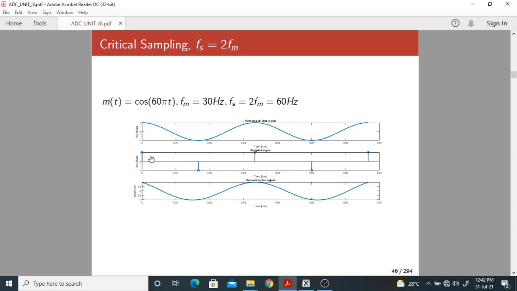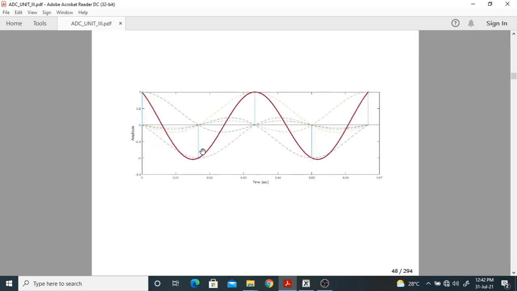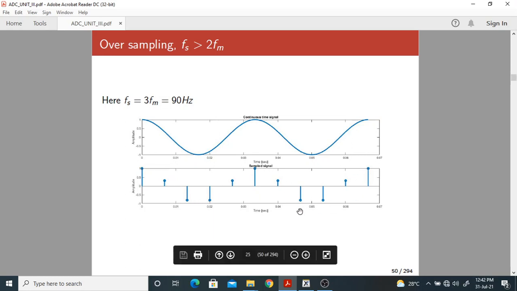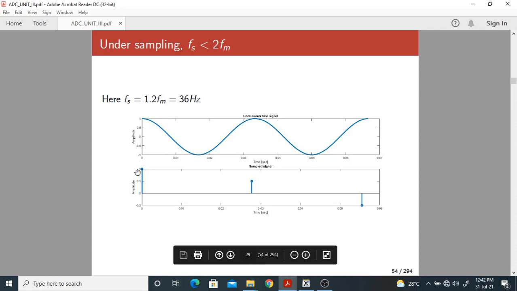What is reconstruction? You just join these samples like this. For reconstruction, we pass the signal through a low pass filter. What is a low pass filter? Some kind of integrator. It just adds these peaks. So these are the minimum samples required for reconstruction. That is called critical sampling. If you take more samples, you get more accuracy. That's quite obvious. But if you take fewer samples, with these samples you cannot represent the signal.